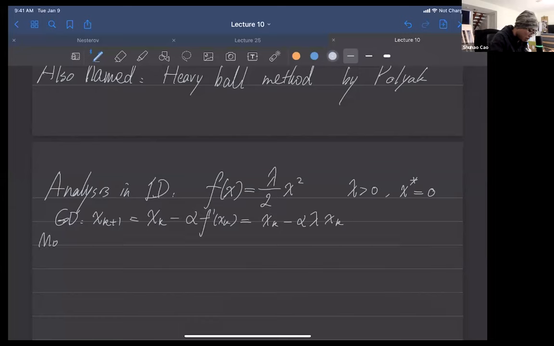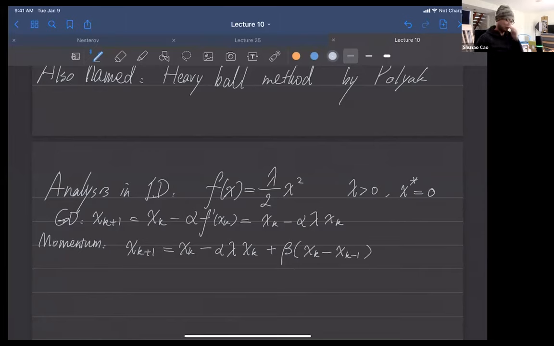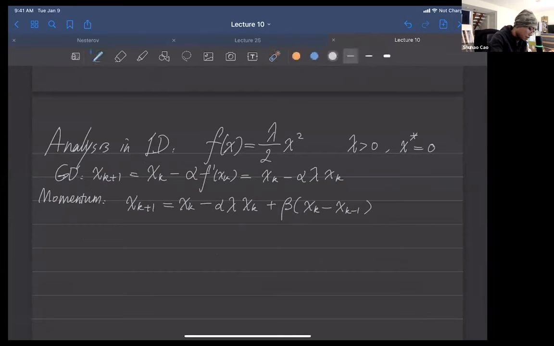And then we add this momentum term. So we have x_{k+1} equals x_k minus alpha lambda x_k, plus beta times (x_k minus x_{k-1}). If we don't have x_{k-1}, for example in the first iteration, we can simply apply the momentum from the second iteration. That's very simple.